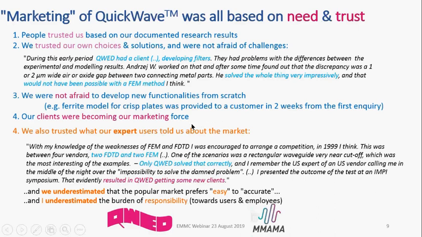And what we found at one stage was that our clients were becoming our biggest marketing force. Simply, one client was recommending us to another. We also trusted what our expert users told us about the market. We had testimonies of our experts telling us that FDTD was outperforming the finite element method approach. So that all looked great, but we of course also made mistakes, or we simply did not know things. So first of all, we underestimated that the popular market, not the expert market, wants things to be easy.